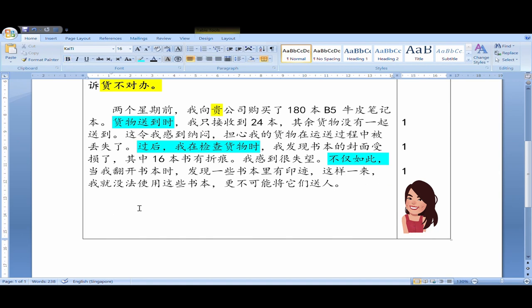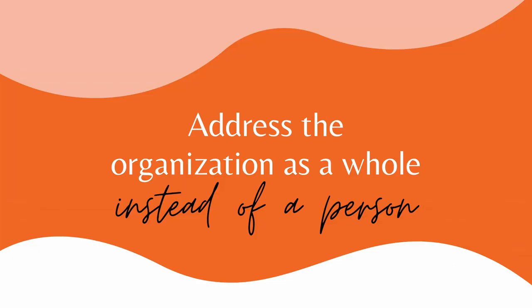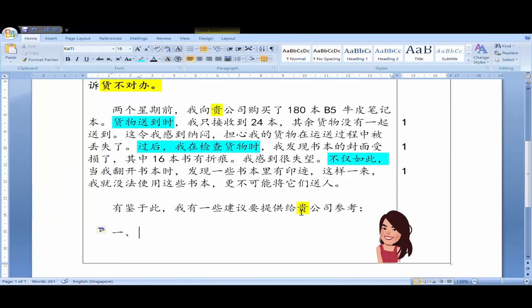有鉴于此, actually, it sounds very posh, right? It actually just means in light of this situation. So you're not just addressing the manager, you are actually addressing the whole company. So do not vent your frustration on the manager. Right. 有鉴于此,我有一些建议要提供给贵公司参考. So the first suggestion, I actually think that they should refund me the money for the spoiled books, right?